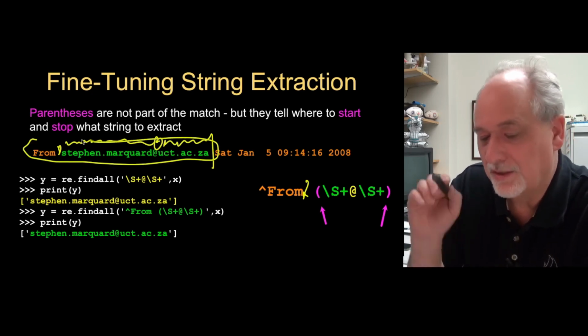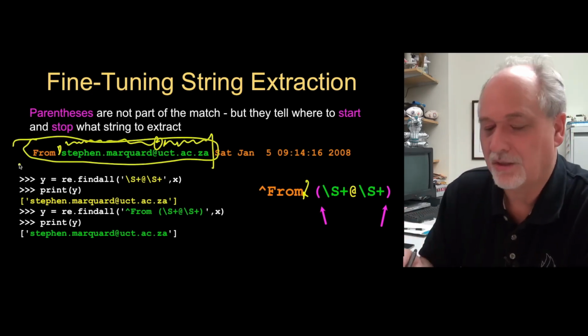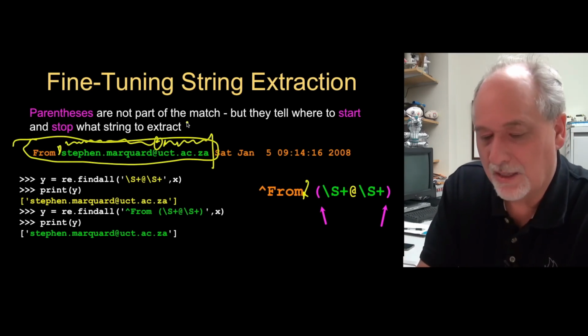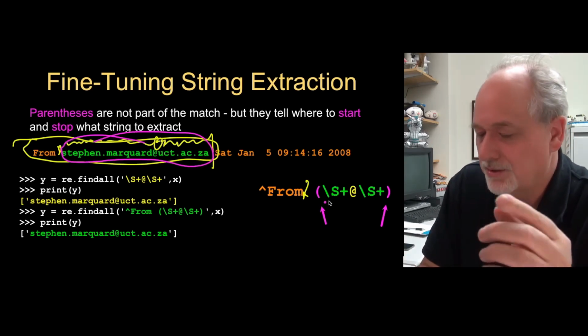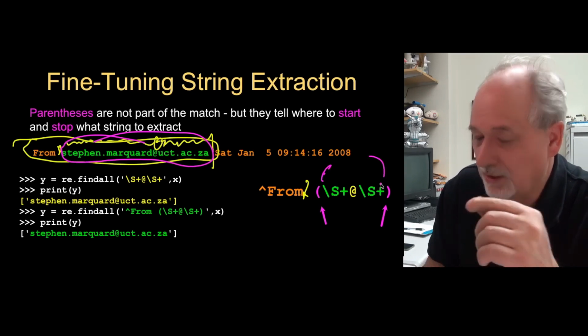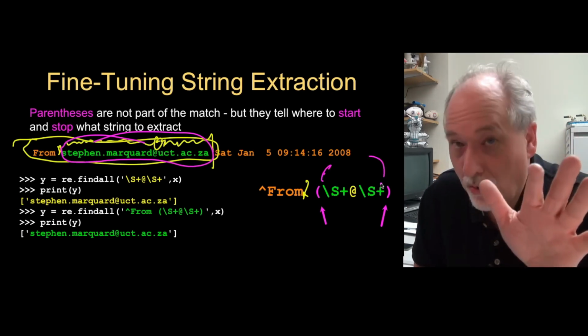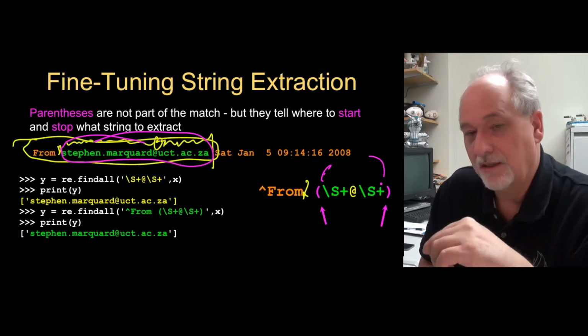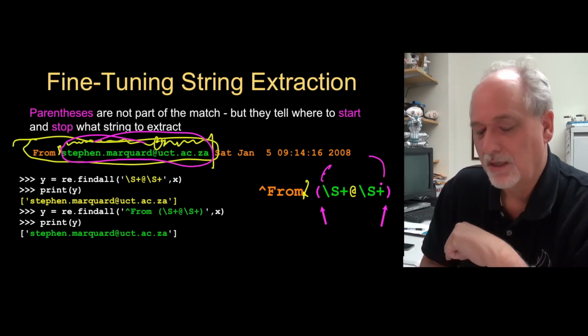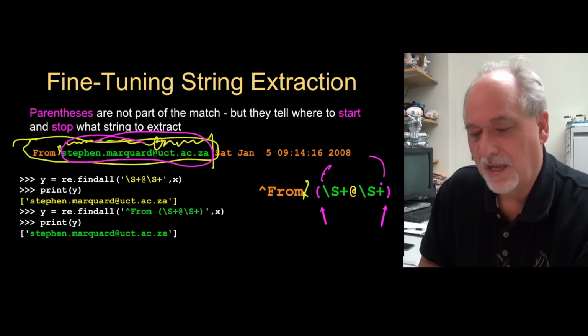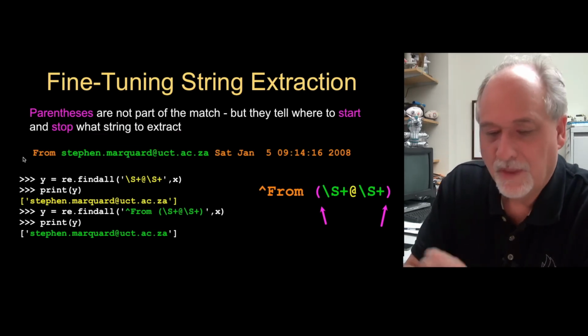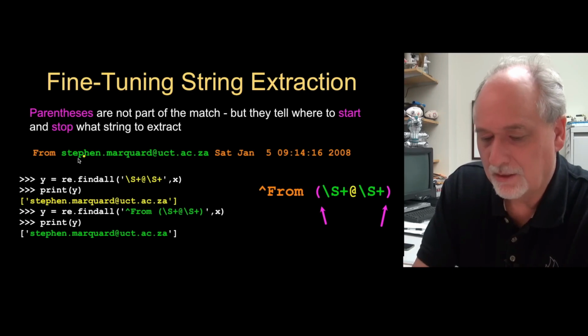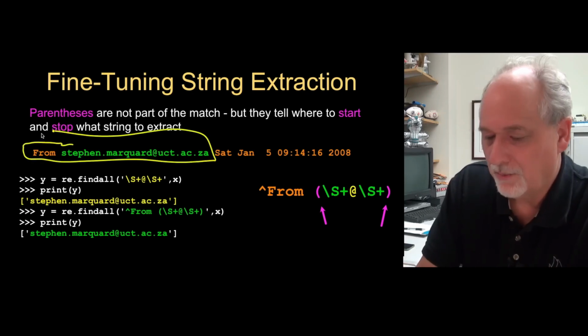Now the key is that we don't actually want that back in our extraction. What we really want back in our extraction is this part right here. So what we do is we put parentheses in. Parentheses are code in the regular expression world. Parentheses say start your extraction and end your extraction. And so when you do this without a parenthesis, you get the whole from, right?